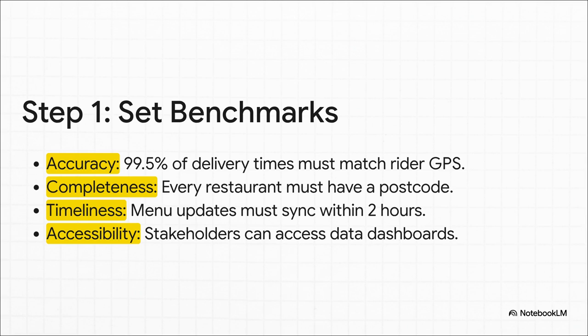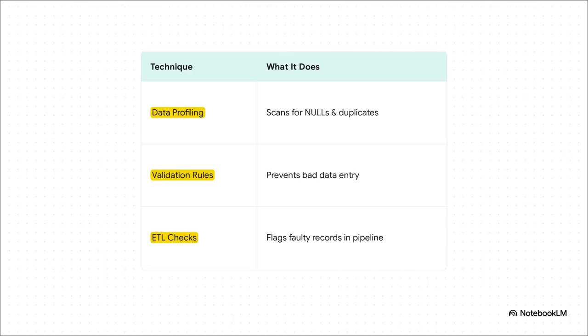See the difference? You don't just hope for completeness. You make a hard rule. Every single restaurant must have a postcode. These aren't just vague hopes. They are solid, measurable benchmarks. All right, step 2, applying the tools.